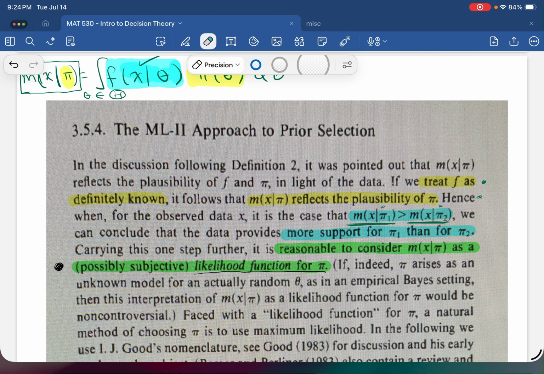So if we wanted to compare those two priors just in terms of one observed data value, then we would pick the prior which maximizes the marginal for that particular x value. If we have this inequality, then that provides more support for pi 1 as being a good prior distribution as opposed to pi 2. And so we're going to, as the text mentions there, it's reasonable to consider this as a likelihood function for the priors.